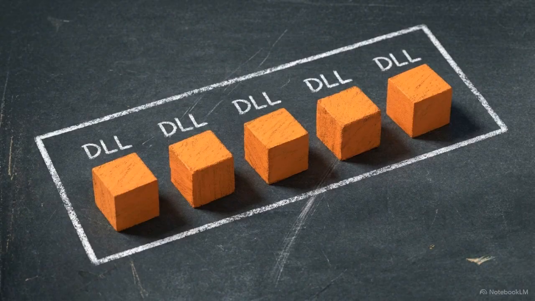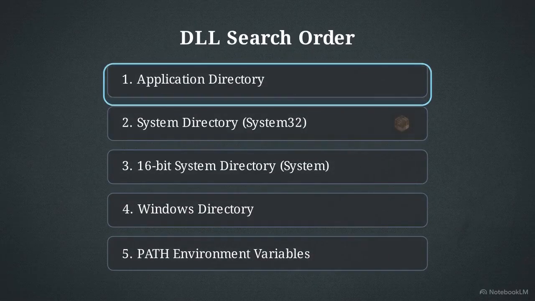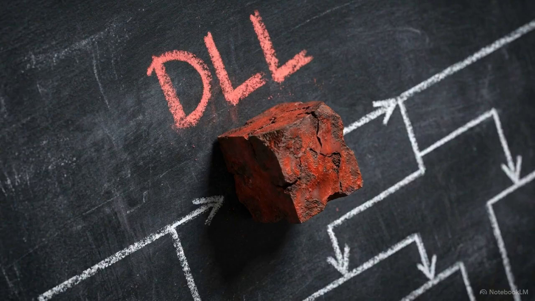Beyond raw assembly, malware exploits how code is packaged in dynamic link libraries. When an application needs a function, the Windows loader follows a specific tiered search order to locate the required DLL. Attackers exploit this sequence through DLL sideloading.